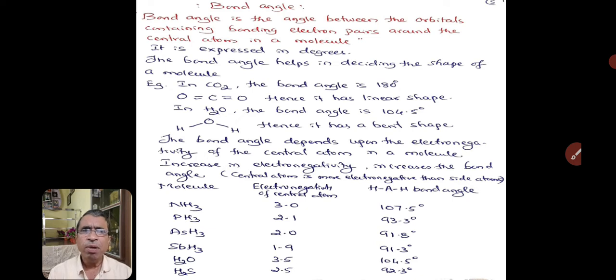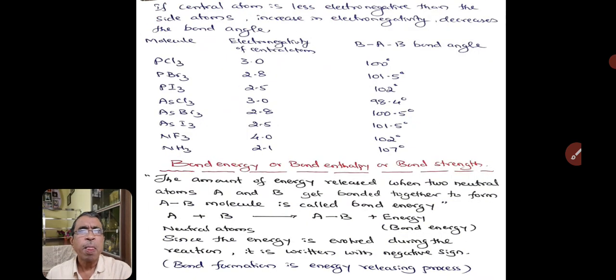Take another example, the water molecule. In water, oxygen is the central atom whose electronegativity is 3.5, hence the bond angle is 104.5 degrees. In H2S, sulfur is the central atom whose electronegativity is 2.5, therefore the bond angle becomes 92.3 degrees. If the central atom is less electronegative than the side atoms, an increase in electronegativity decreases the bond angle.